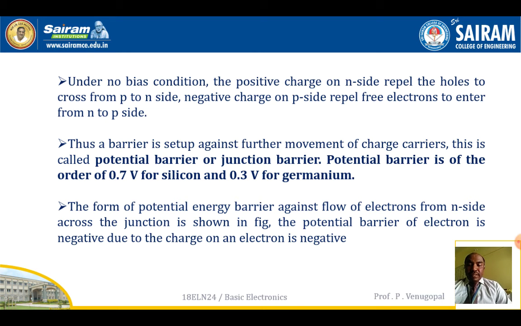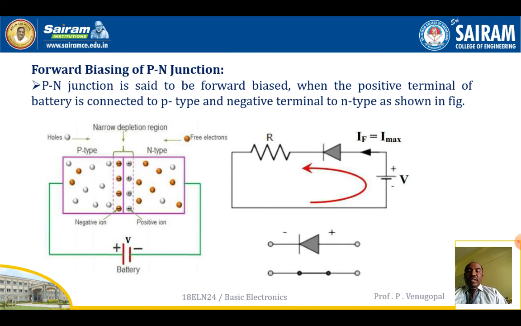Practically speaking, it is in the 0.6 to 0.7 volts range for silicon, and 0.2 to 0.3 volts range for germanium. The form of potential energy barrier against the flow of electrons from the n side across the junction is shown in the figure. Similarly, the potential energy barrier against the flow of holes from the p side across the junction is also shown in the figure.